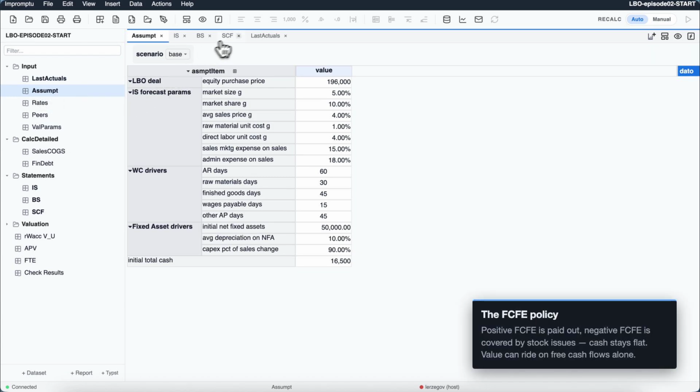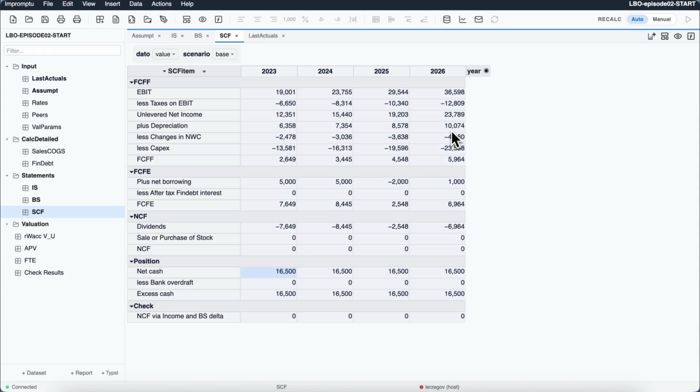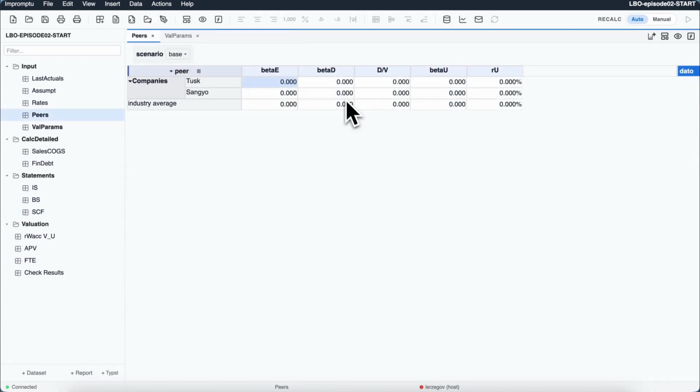Second, look at the cash line in the cash flow statement. It's flat. That's deliberate. When the company generates free cash, it pays it out, and when it needs cash, it raises it. Cash stays flat on purpose, which is exactly what lets the whole valuation ride on free cash flows, and nothing else. To discount anything, we need a cost of capital, and for that we need the company's risk.